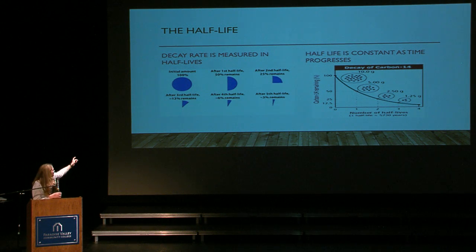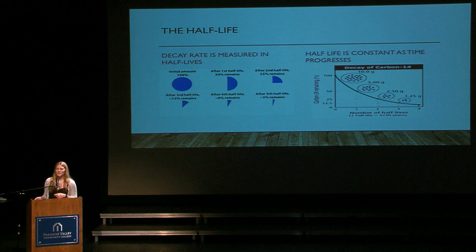So for instance, if you look at the graph up here, you start with 100% of whatever element you have. And then over a certain amount of time, half of it decays, and it turns into 50%. And then 25%, 12.5%. And the rate at which this happens is the same. For carbon, it's 5,730 years.